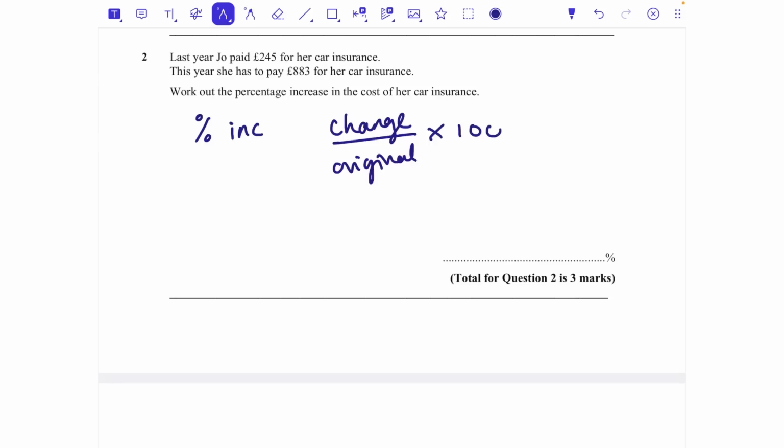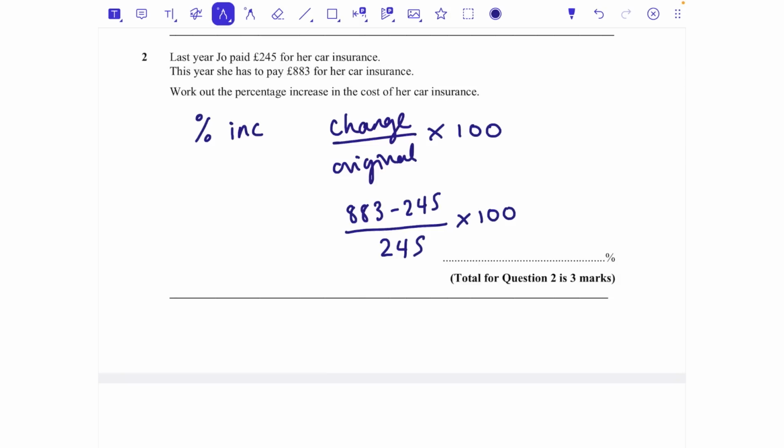The original is what it was first. In this case, that's 245. And then we're just going to times it by 100 to get it as a percentage. So the change is 883 minus 245, and it's out of the original, which is 245, times by 100.